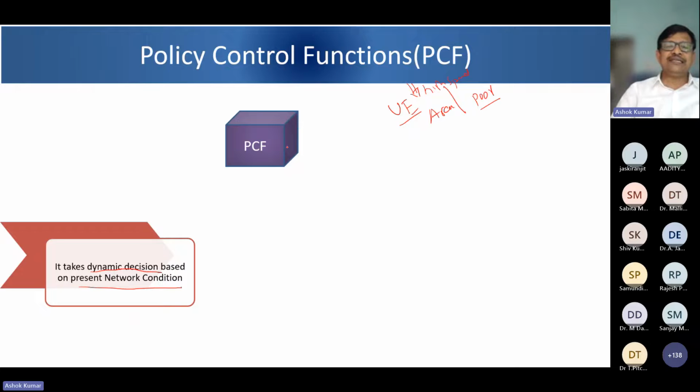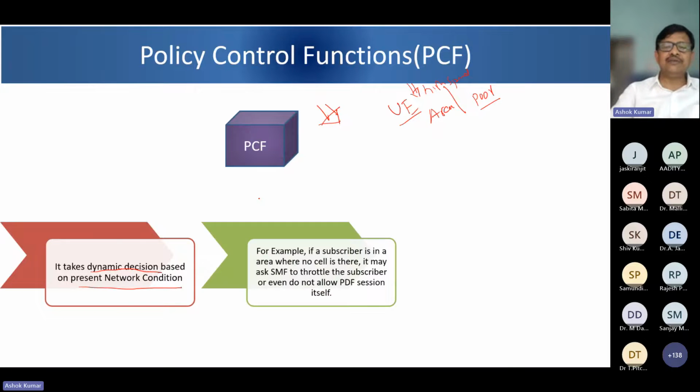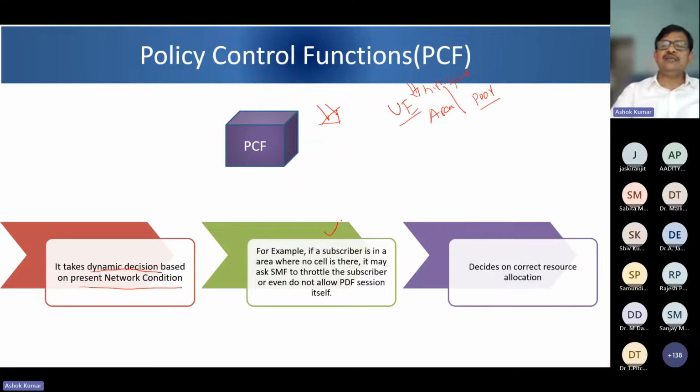So PCF may take a dynamic decision to throttle the speed of that user. So that is a kind of dynamic decision it can take. This is the example which I tried explaining. The other is correct resource allocation to a particular user equipment. That decision also comes from the PCF.